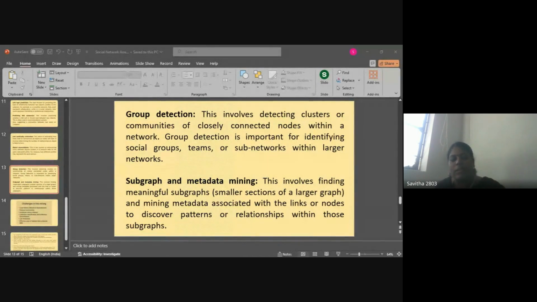Then next one is subgraph and metadata mining. This means analyzing different subgraphs. That means there is a larger or bigger graph, and from that graph we generate the subgraphs, which are the smaller parts of the bigger graph.